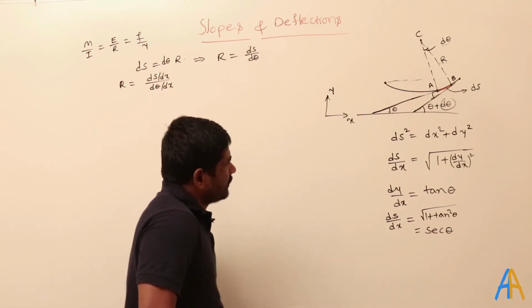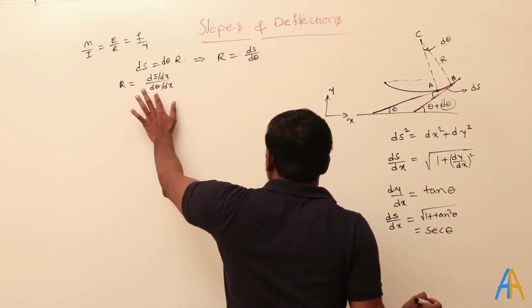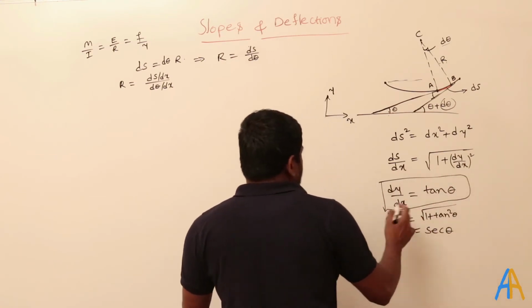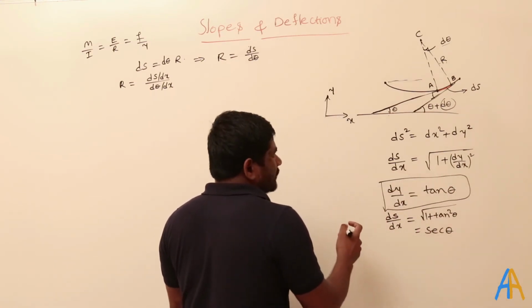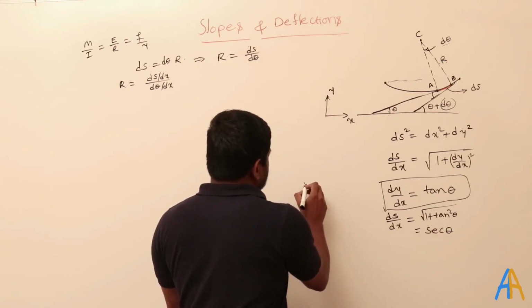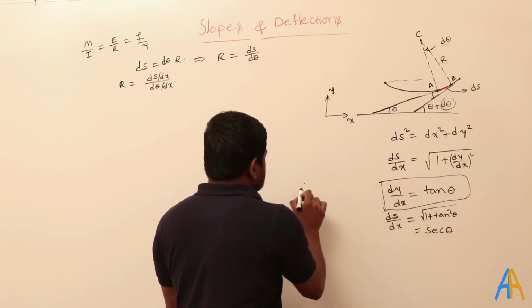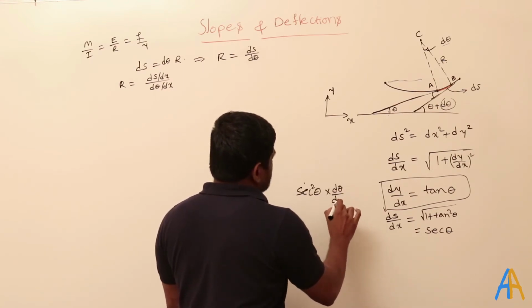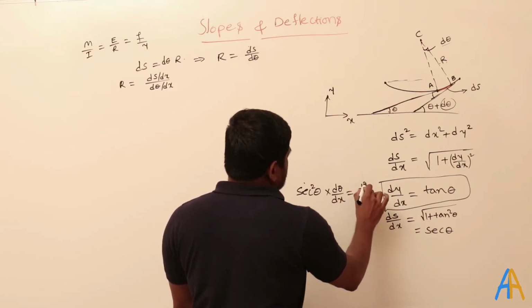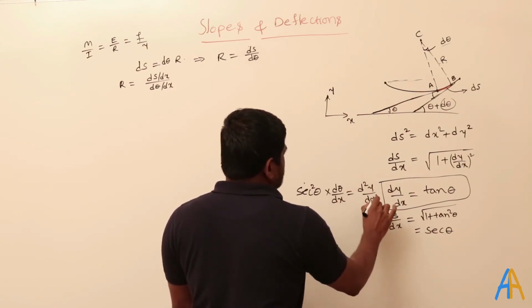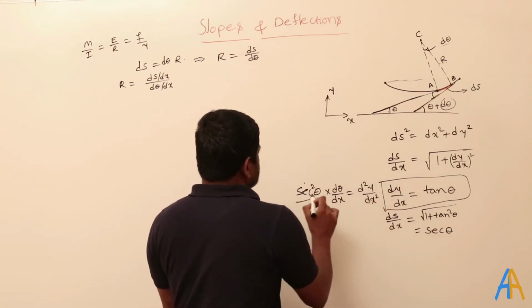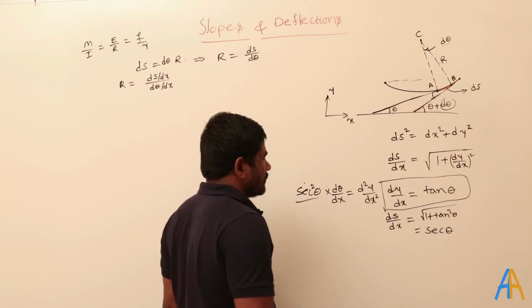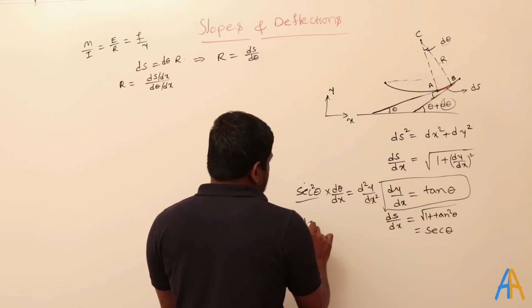Here I can do one more thing. For example, I want to find the relation between d theta and dx. So I will use this equation. Both sides I will differentiate with respect to x. When I differentiate, tan theta differentiation is secant square theta into d theta divided by dx, equal to d square y by dx square. And again secant square is nothing but 1 plus tan square, so it is 1 plus tan square.